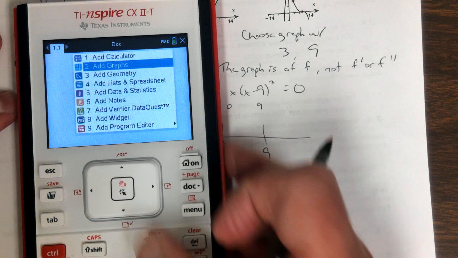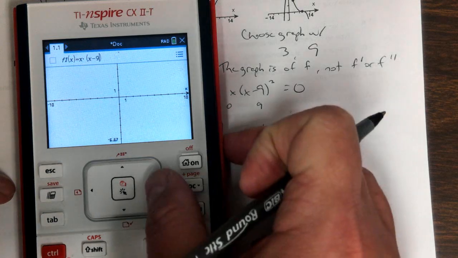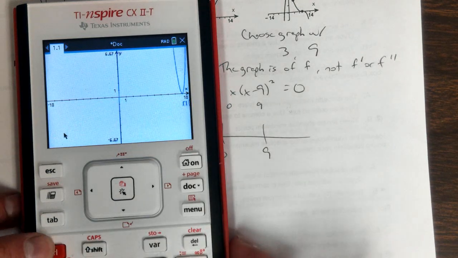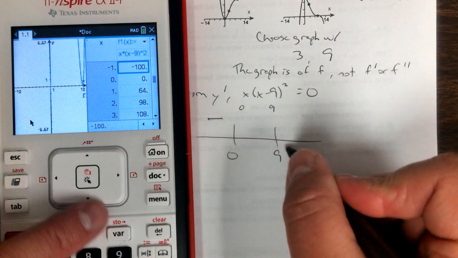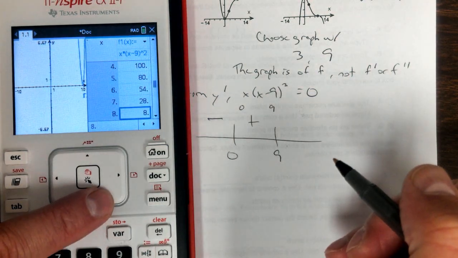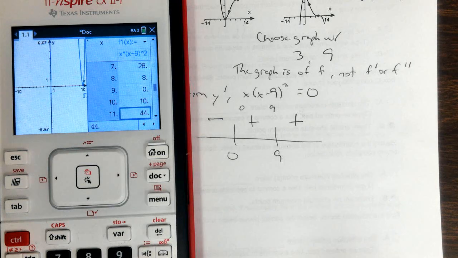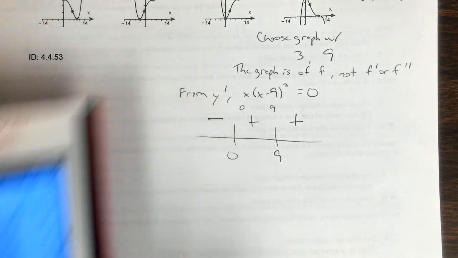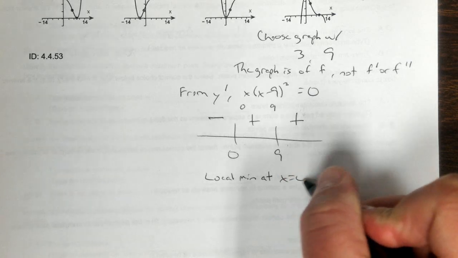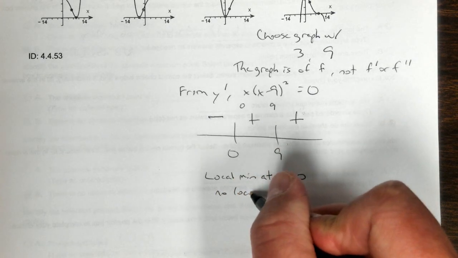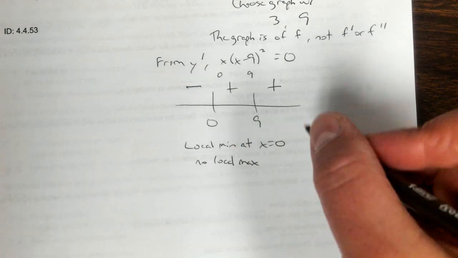So if we do x times (x minus 9) squared, and look at our table, we need to the left of 0, which is negative. Between 0 and 9 is positive, and to the right of 9 is also positive. Okay, so what that means is you're going to have a local min at 0 and no local max. So that's a local minimum because you're going from negative to positive.